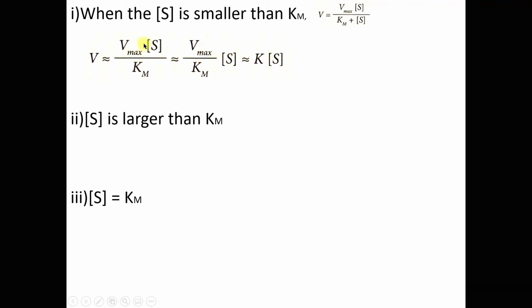So what happens? We get Vmax times substrate concentration over Km. Then we rewrite this equation. Vmax over Km gives us the graph's gradient, right? Which is a constant. So Vmax over Km times substrate concentration is rewritten as K times substrate concentration.